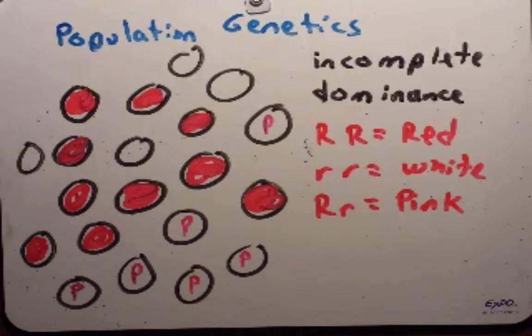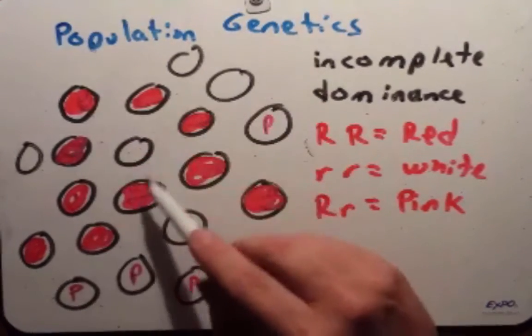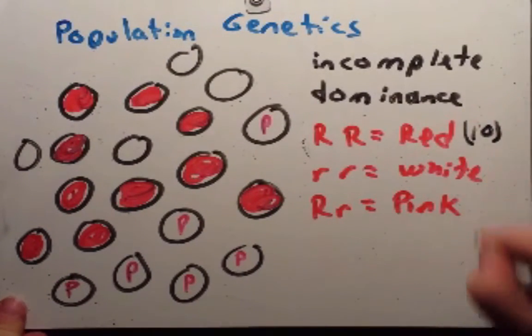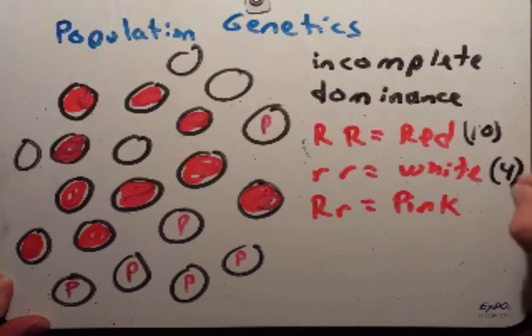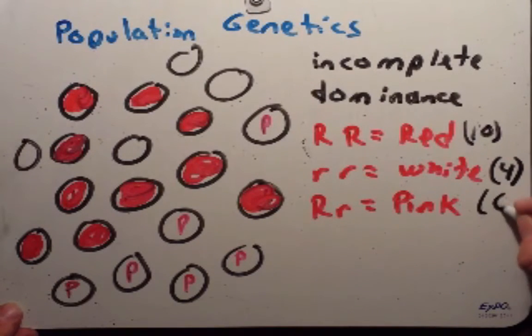So first, let's count the number of individuals who are red. 1, 2, 3, 4, 5, 6, 7, 8, 9, 10. So we have 10 individuals that are red. How many white? 1, 2, 3, 4. We have 4 white ladybugs. And in pink, we have 1, 2, 3, 4, 5, 6 pink ladybugs.